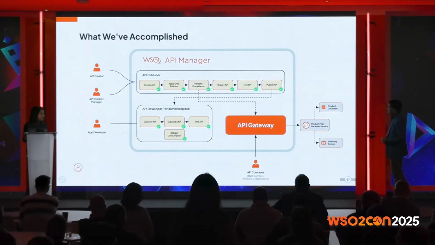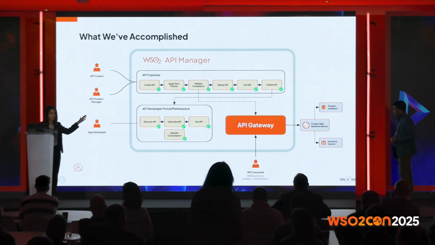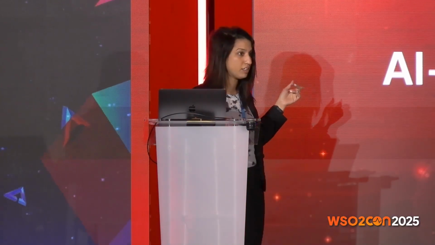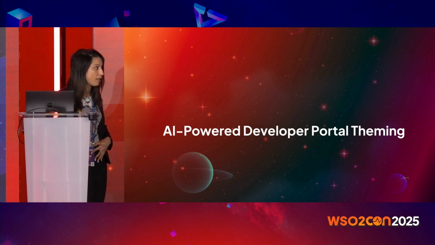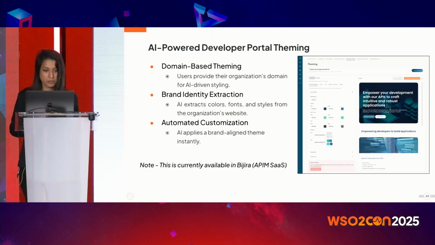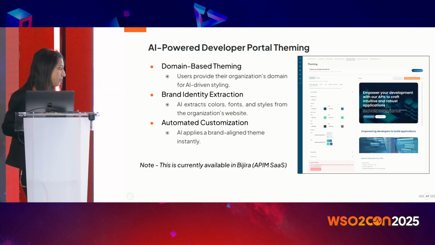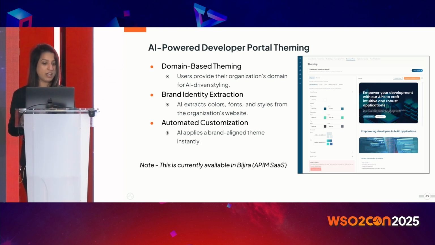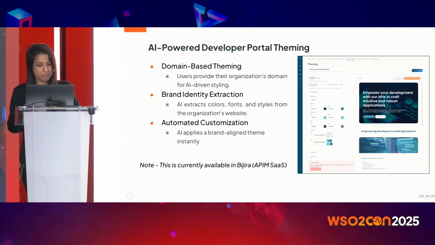Yeah, so this is what we've basically covered, all the scenarios. And the last feature that we are going to show you is how you can use AI to theme your developer portal. Again, this is currently available in Bijira, but it will soon come to the software product as well. Once you give a domain, AI can extract the colors, the fonts, the logos, and the styles from the organization website. We can go to the demo and show it there.